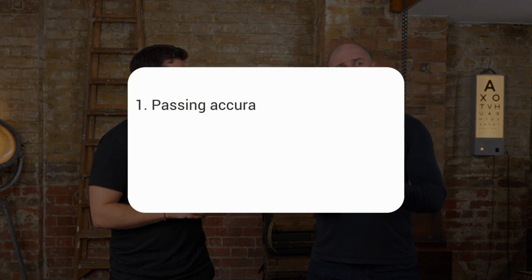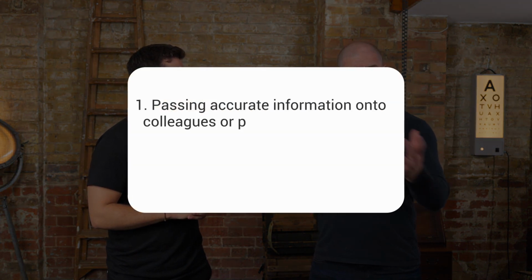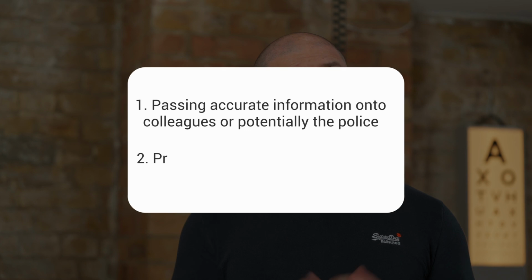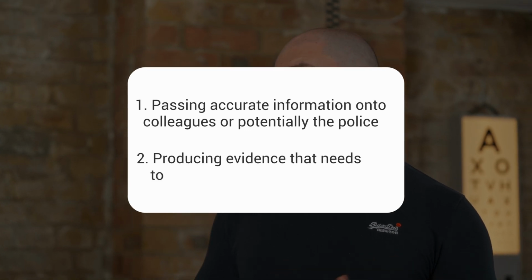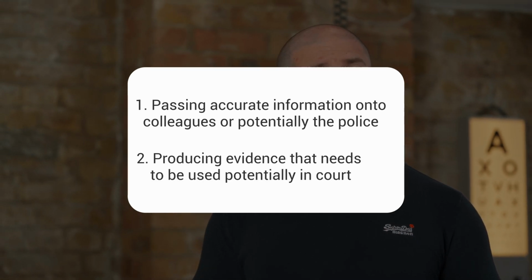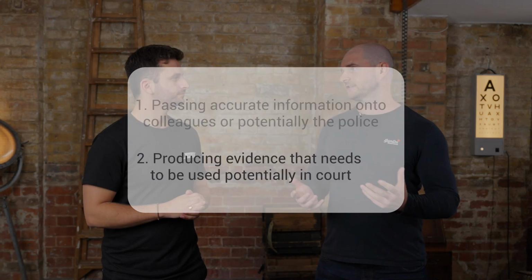So, Anthony, why is it important to know how to accurately describe someone? Well, Carl, it's very important to know how to accurately describe someone because there's two cases you might need to do this. One case is passing accurate information on to colleagues or potentially the police, and another reason might be for later producing evidence that needs to be used potentially in court as part of a case. So accurate descriptions of people is very important.